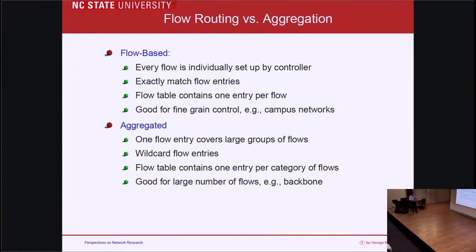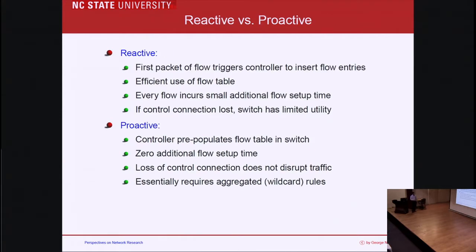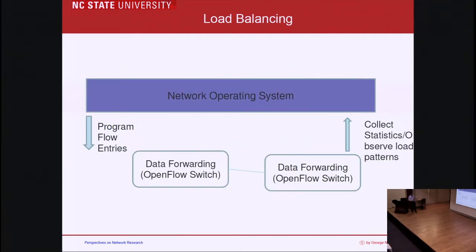But of course, if you go to a wide area network, that is not scalable, so you will have to have some kind of aggregation, and you will say, well, all the flows from KAU are getting this kind of priority inside the network, and so on. It can be reactive or proactive, and you can do things like load balancing.